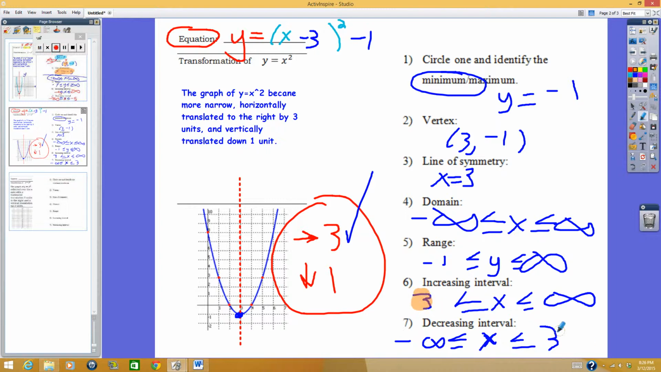So once again, 3, 3, 3, 3. It's all there. -1, -1, -1. Look how important this vertex is, right?